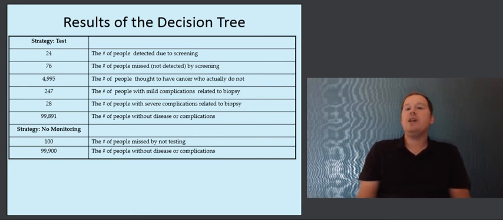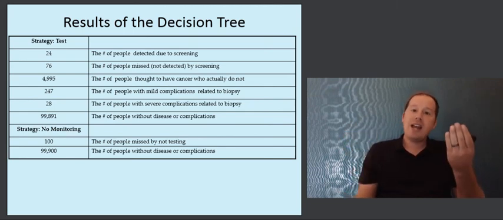What if we did the opposing thing? What if we just said we're not going to screen at all? Well, then we would miss 100 people without testing who have cancer, and we could have done something potentially for some of them. But of those people who don't have cancer, 99,900 of them will have no disease or complications.